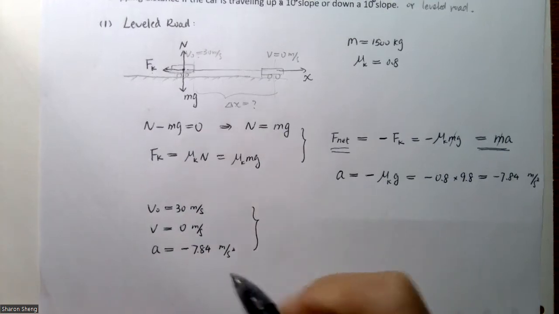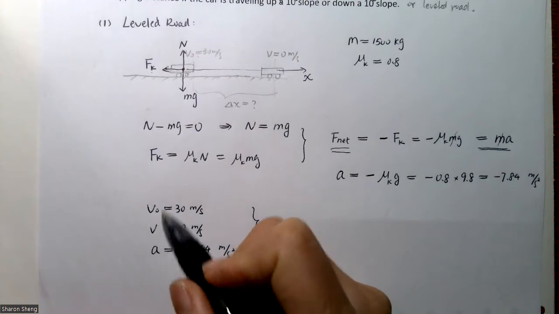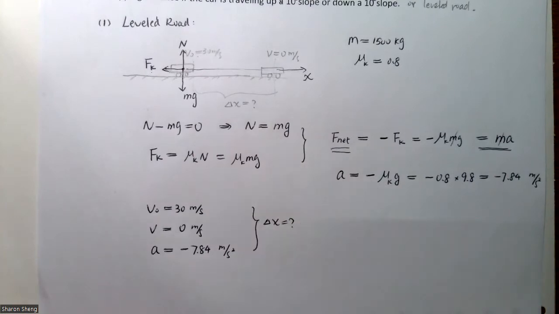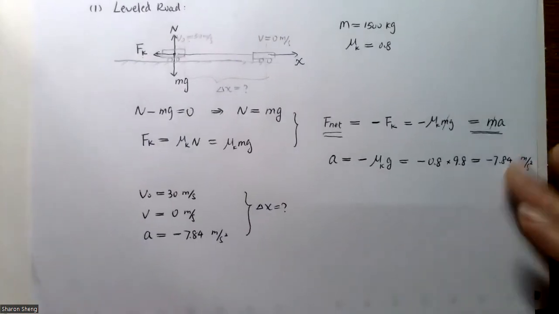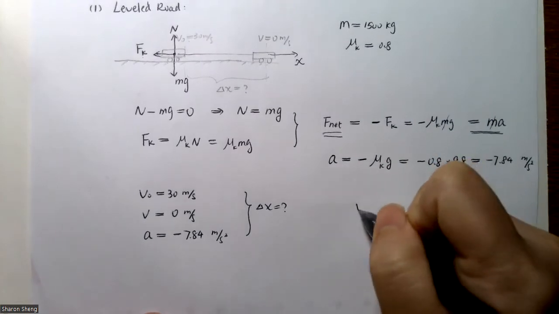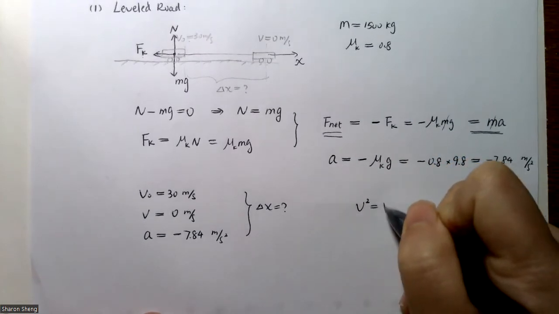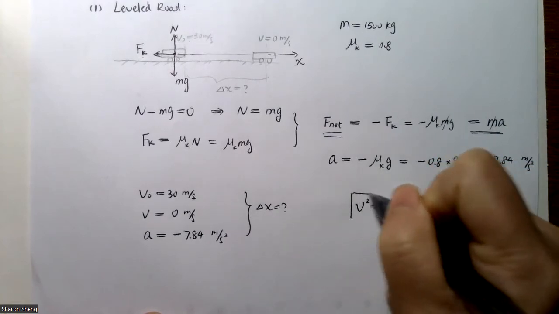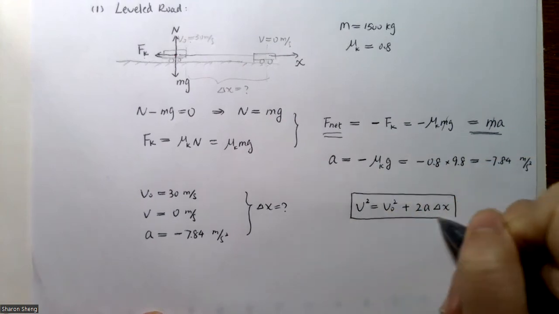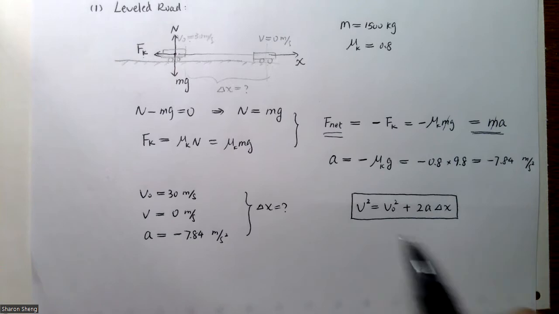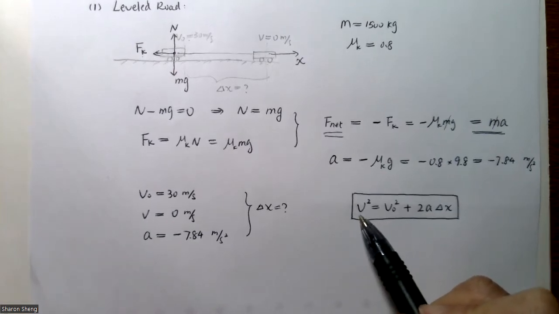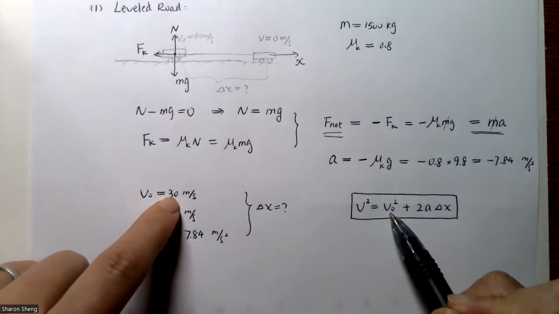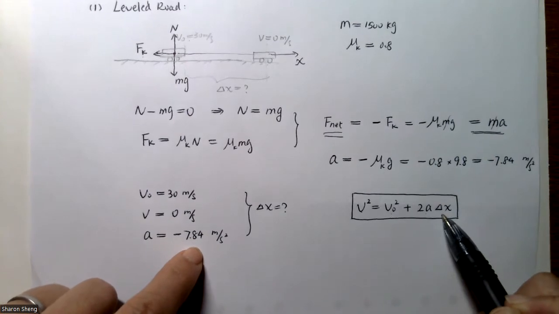What formula can relate acceleration, initial velocity, final velocity, and delta x? Let's jog our memory. On the formula sheet, we have final velocity squared equals initial velocity squared plus 2a delta x. This is the formula we can find on the formula sheet. Now let's see. If we use this formula, do we know v? Yes, 0. Do we know v sub 0? Yes. Do we know a? Yes. So delta x will be the only unknown.